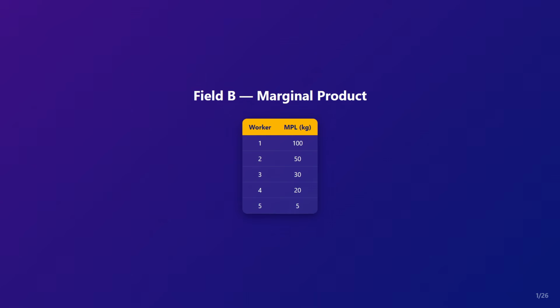Now, since we know how much each worker produces, we can calculate the value of the marginal product. Not only output matters to us, but its monetary value. The value of marginal product, also called VMPL, equals marginal product times the product price. Value of marginal product in Field A.